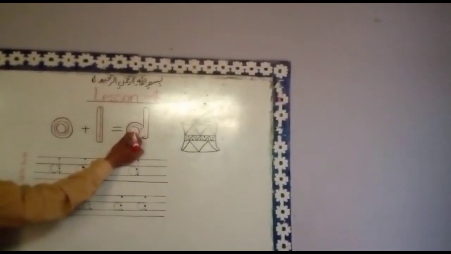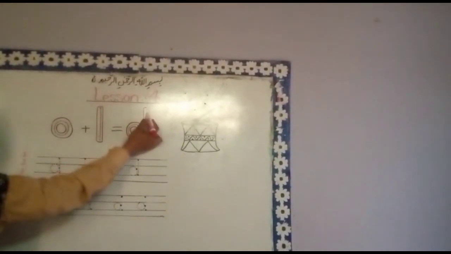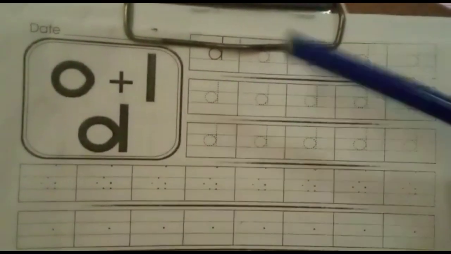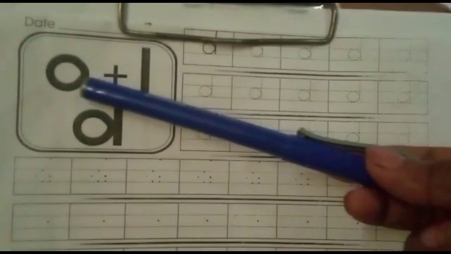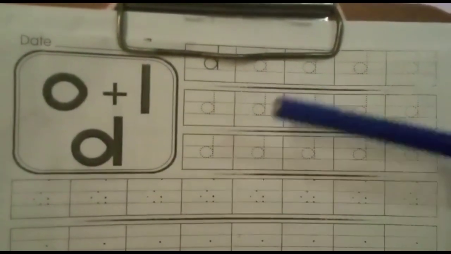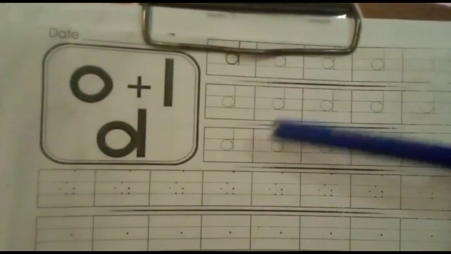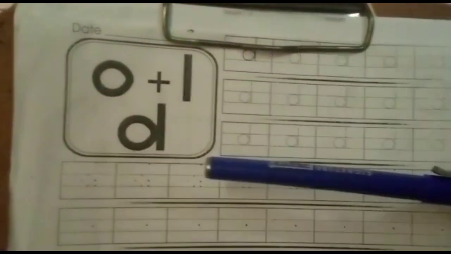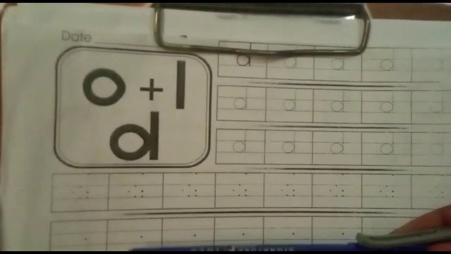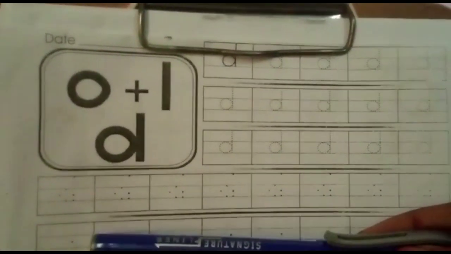Start from the dot, go round and stop. Start from the dot, go down and stop. We have a worksheet for practice D, circle and standing line. First, we draw D on dotted line. On second step, we draw few dots, and on third step, we draw D on single dot.